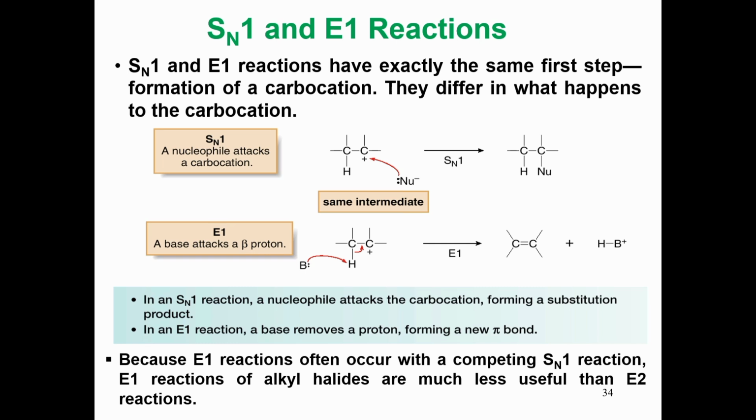Now, comparing SN1 and E1 reactions, they have exactly the same first step, which is formation of a carbocation. What differs between them is what happens after the carbocation is formed. In SN1, a nucleophile will come and attack that carbocation, that is, the position where the halide left, and the nucleophile replaces it. That's what we call substituting. While in E1, a base takes a beta hydrogen to form a double bond.